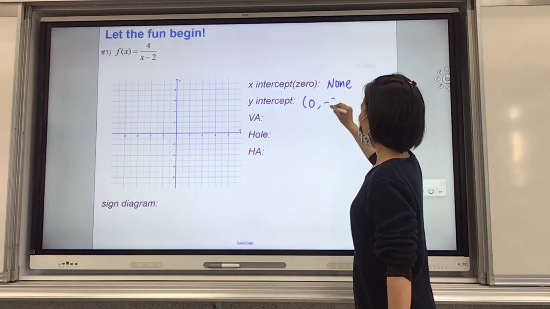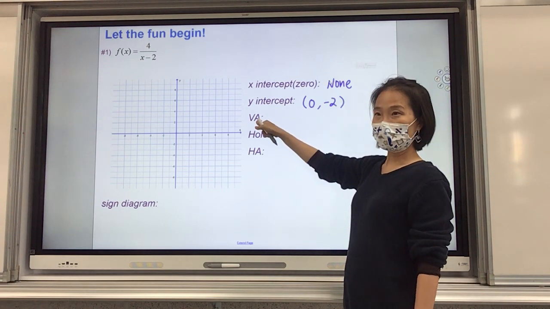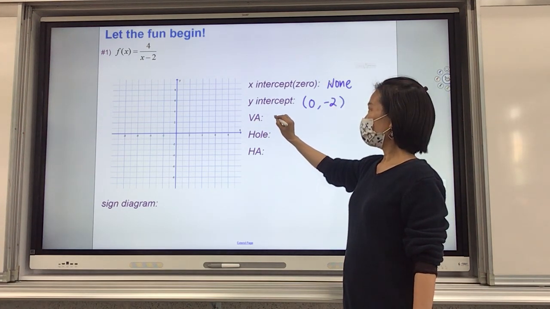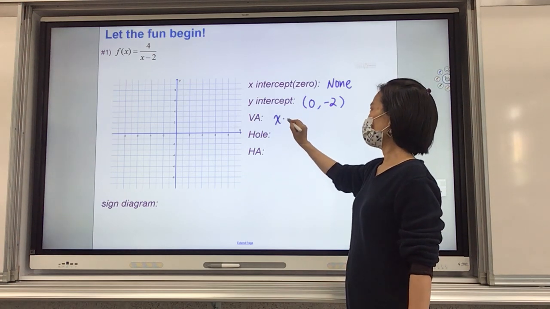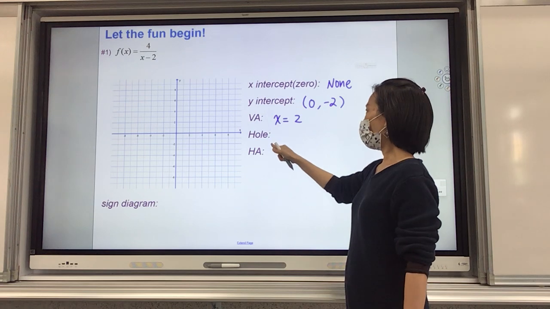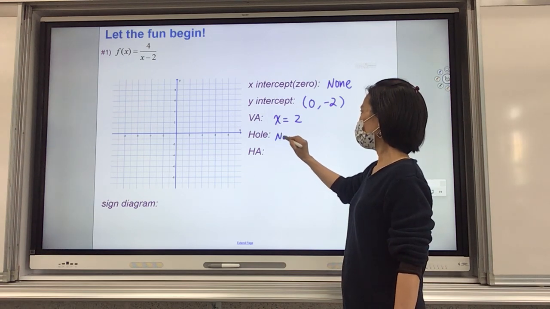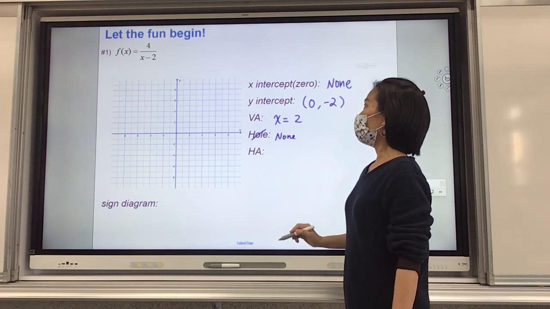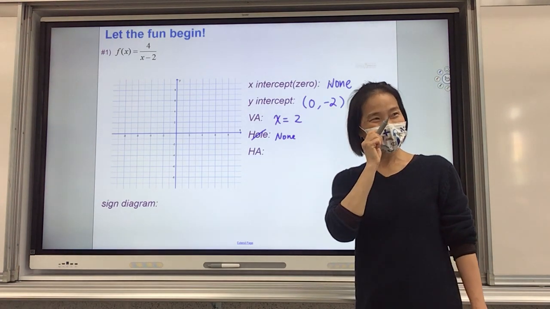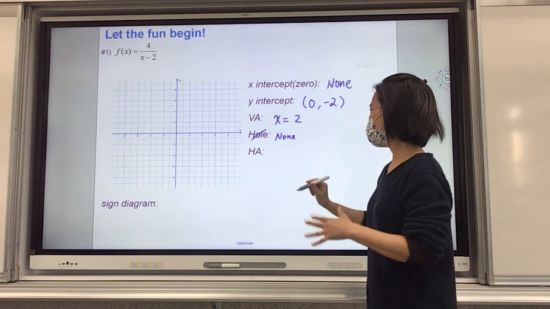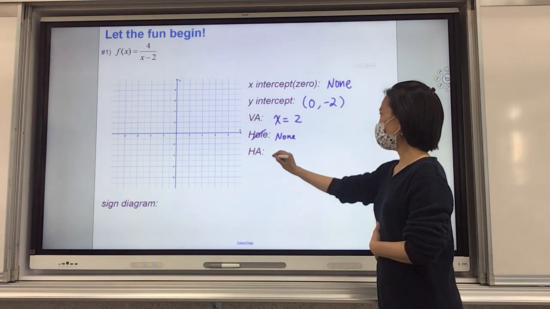-2. Perfect. Vertical asymptote? Can I just say 2? X equals 2. Is there any hole? No. No. Horizontal asymptote? Can I just say 0? Yeah, you're all correct. Just have to be the correct format.